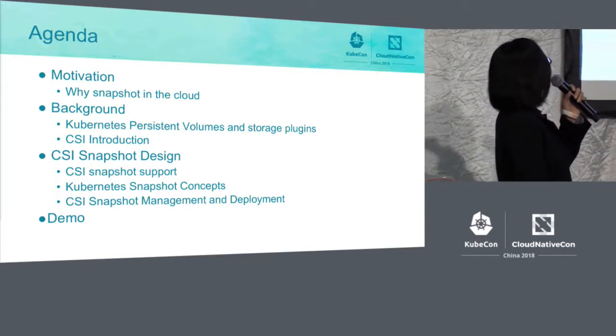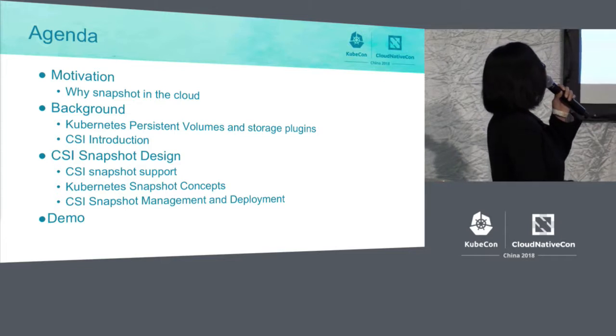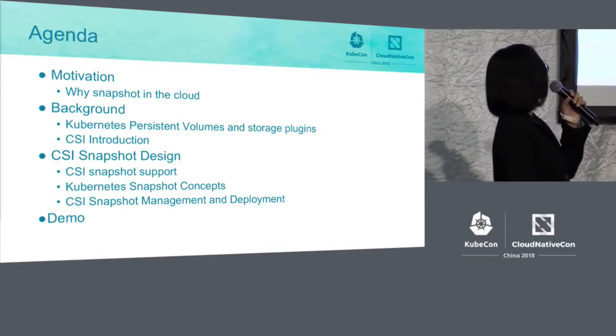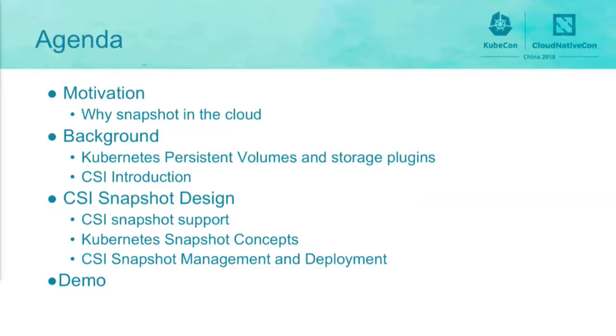Now this is the agenda for the rest of the talk. First, we are going to have some background on Kubernetes persistent volumes and storage plugin, and then introduce our CSI, container storage interface, followed by a detailed explanation about CSI snapshot design. At last, we'll give 2 little demos.